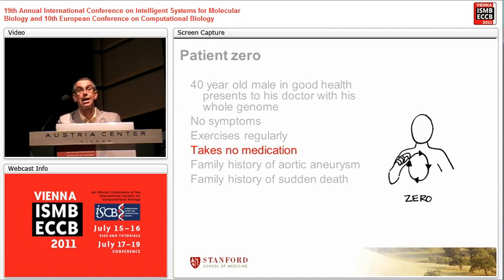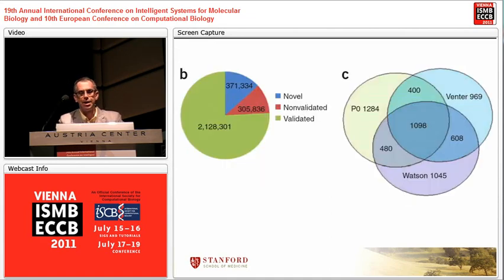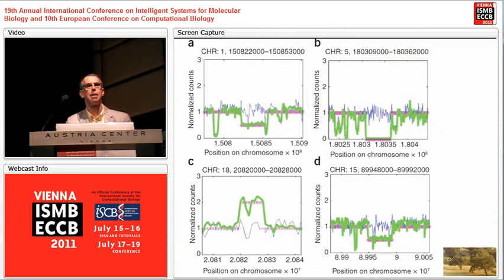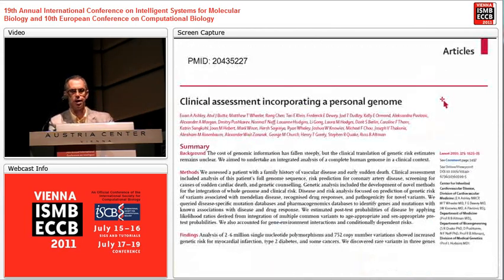He was not on any medications at the time. In his genome, he had about 3 million SNPs, about 2.1 million of which were well described already. They had been seen before. But 370,000 of these SNPs had never been seen before in a human. Now, there hadn't been that many humans sequenced, so these are not all rare, but they were all novel to us at the time. He also found some copy number variations, which I won't discuss.